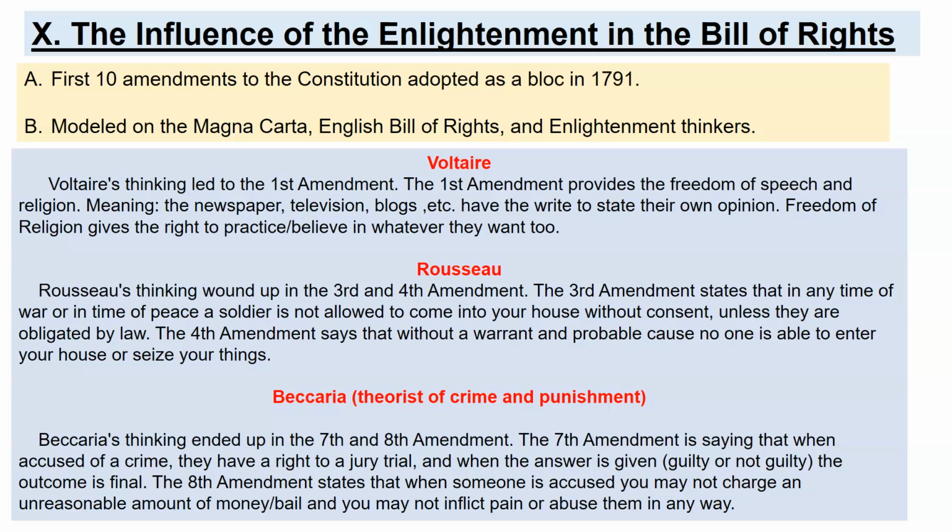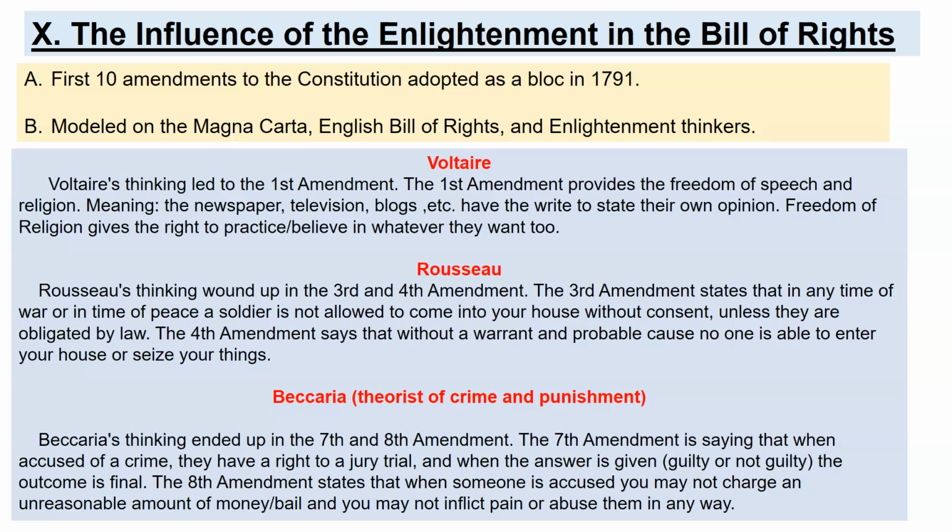And they're modeled off of the Enlightenment thinkers and the English Bill of Rights and the Magna Carta. If you go back and look at the English Bill of Rights and the Magna Carta, you can see the influences. But here you can see the influences of Voltaire in terms of the First Amendment and the freedom of speech, and Rousseau in looking at the Third and Fourth Amendments and needing probable cause and warrants and not putting soldiers in homes in peaceful times, or Beccaria's ideas when you look at the Seventh and Eighth Amendments and the idea of trial by jury and the appropriate charges and bail set and all that kind of stuff.